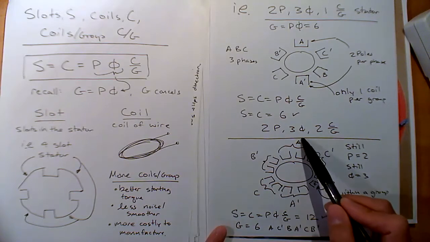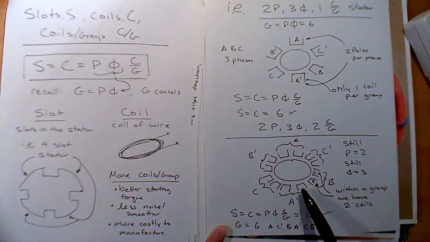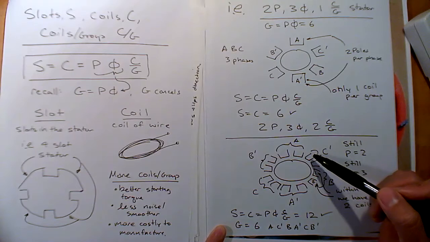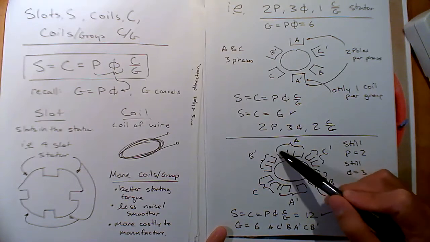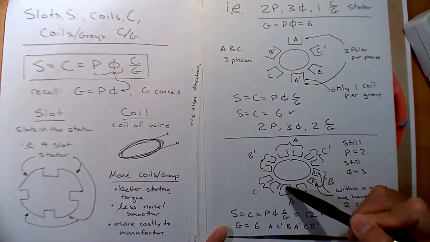And notice within a group, here's your group, you have 2 coils per that group, and 2 coils per this group, and 2 coils per this group. So within a group, we have 2 coils. Okay. Now, there's this concept called lap winding where you can overlap your coils, right? Even though you have multiple coils per group.